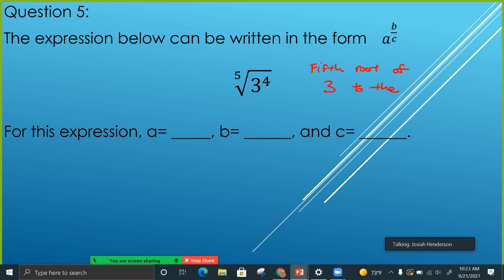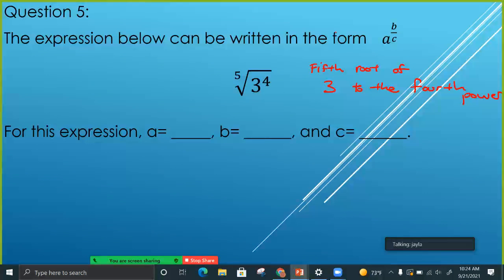There's how we say that: the 5th root of 3 to the 4th power. Okay, so this is simply a matter of identifying how we convert it. How do I turn this radical form into the power form above, the a to the b over c power? Anyone want to take a stab at this with me?